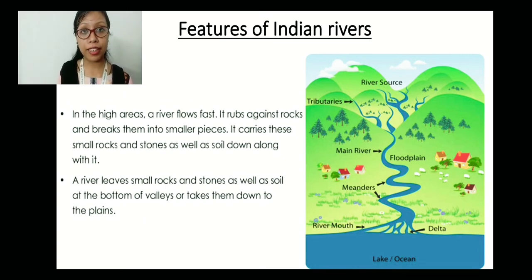We have come to know about the stages of the journey of a river, right? We have learned it. We have discussed it. So how many stages were there? There were three stages: high, middle and low, right? In the high area, what happens?